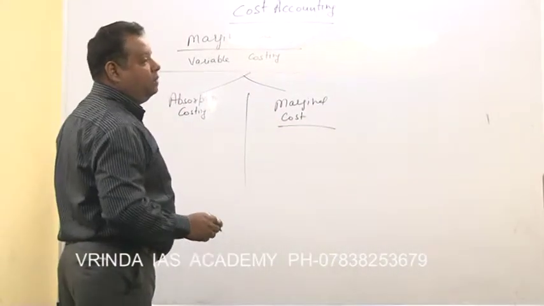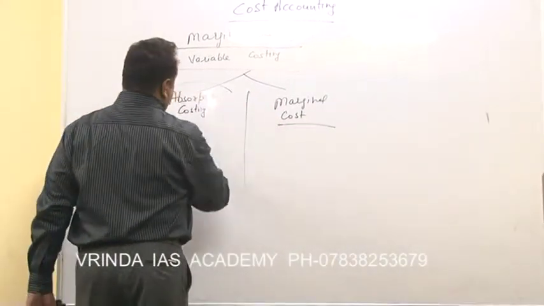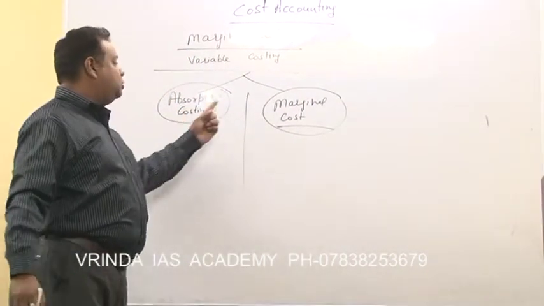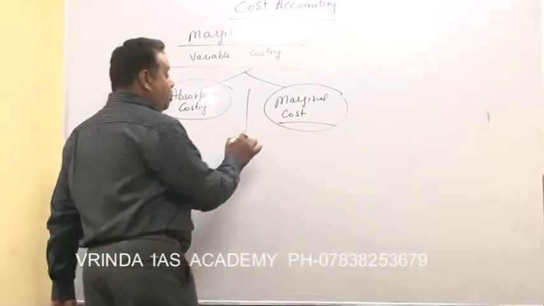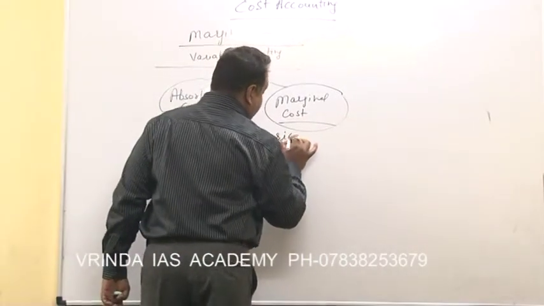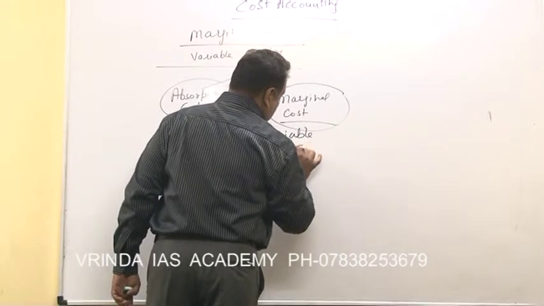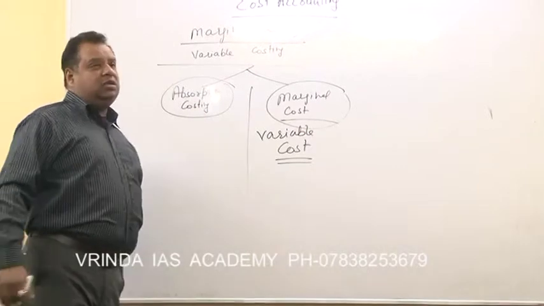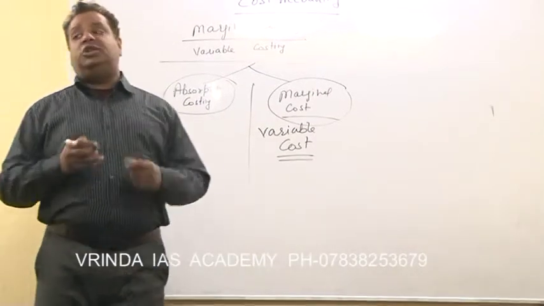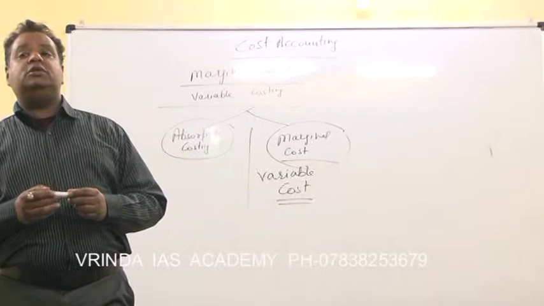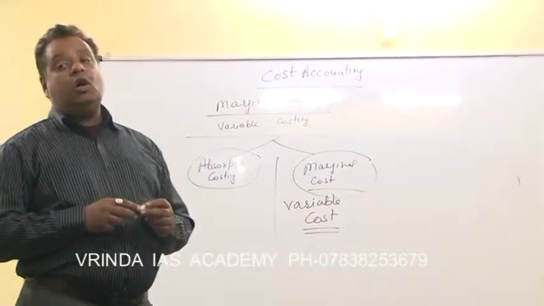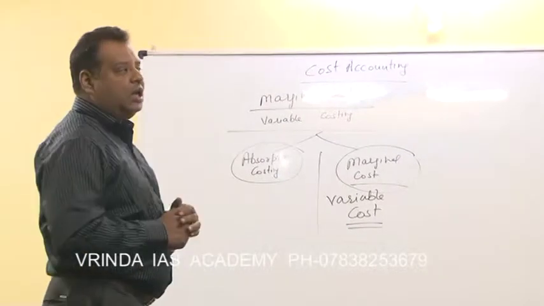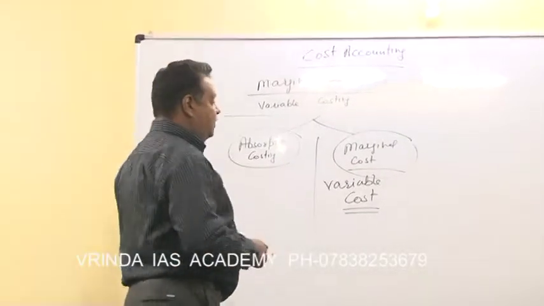Sometimes the question is also asked in MCQs: which factor differentiates absorption costing and marginal costing? That is only variable cost. How? In absorption costing, we have to prepare a cost sheet, which consists of prime cost, works cost, cost of production and cost of sales. Whereas in marginal costing, the cost sheet is quite different.